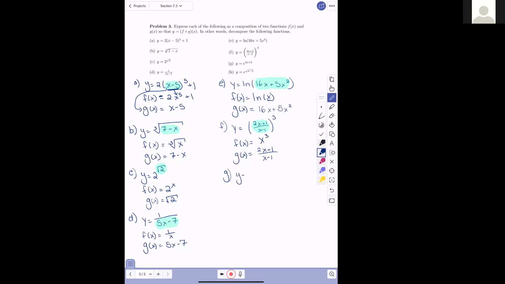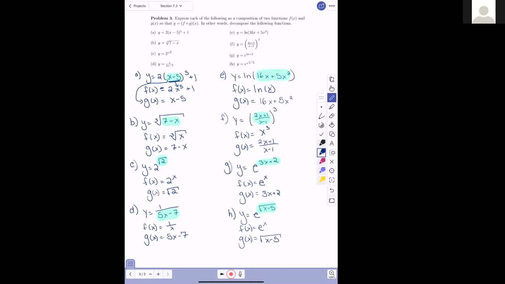Okay, next for G, we have y equals e to the 3x plus 2. What is my inside or my outside function? The inside function is 3x plus 2. Good. So my inside function is 3x plus 2, which means my outside function is e to the power of x. And lastly, problem H is y equals e to the square root of x minus 5. What is my outside or inside function? Is the outside, I meant inside, x minus 5 with like the square root over it? Yes, so our inside is going to be the square root of x minus 5. So then my outside is e to the power x.